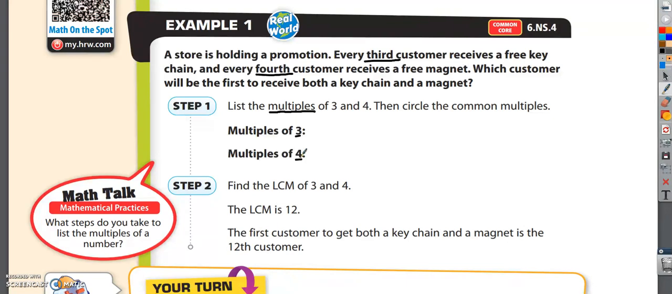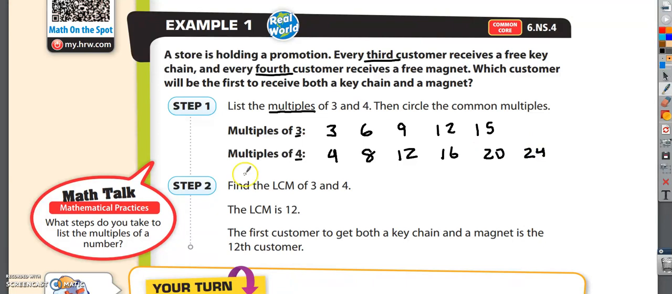The multiples of 3 are 3 times 1 is 3. And 3 times 2 is 6. And 3 times 3 is 9. And 3 times 4 is 12. 3 times 5 is 15. And you can keep going forever, but sometimes you just do a few and then stop. Now let's do the multiples of 4. 4 times 1 is 4. 4 times 2 is 8. 4 times 3 is 12. 4 times 4 is 16. 4 times 5 is 20. 4 times 6 is 24. And you can keep going forever.